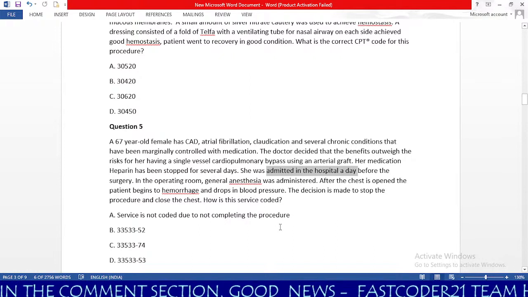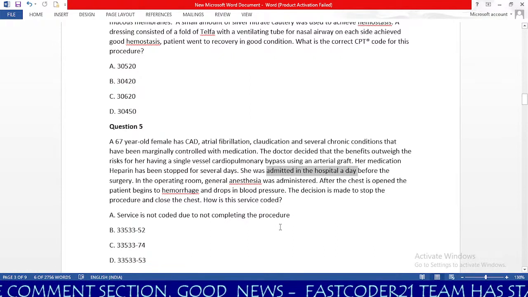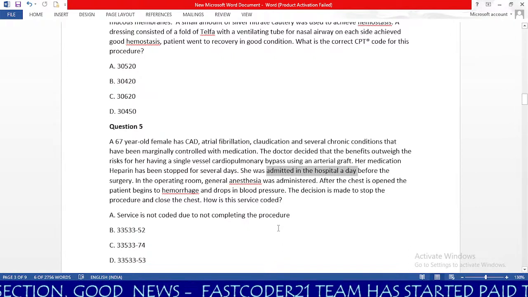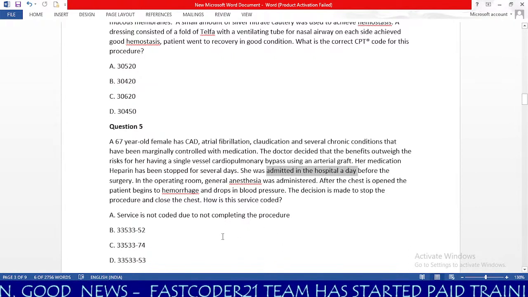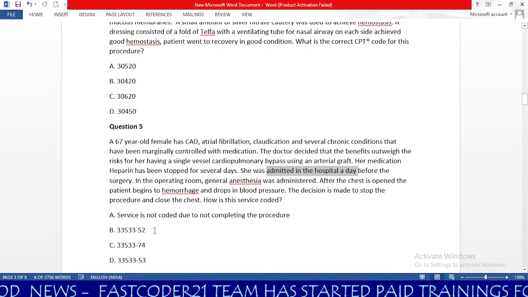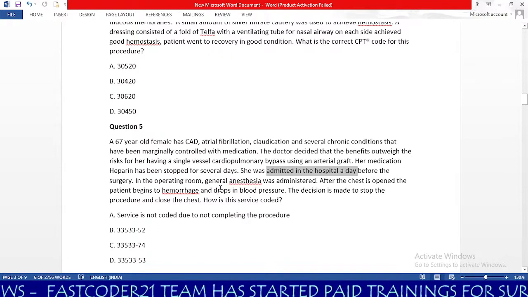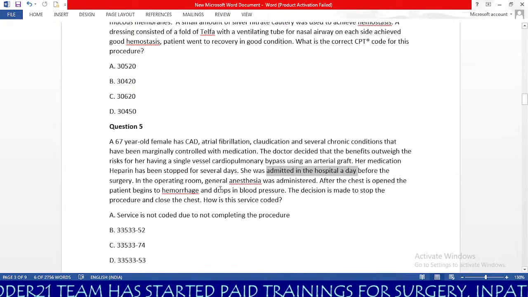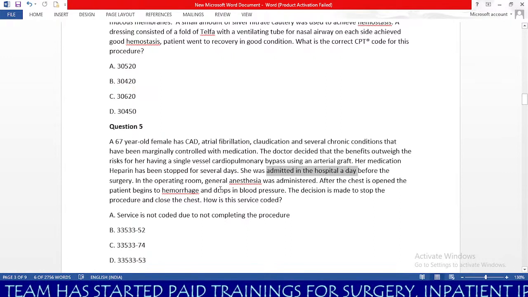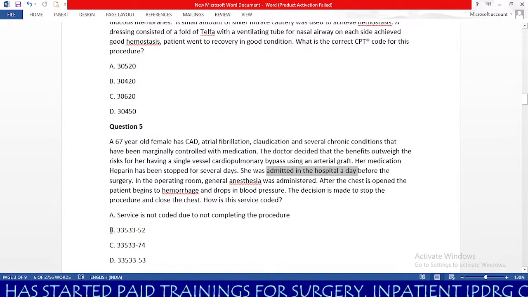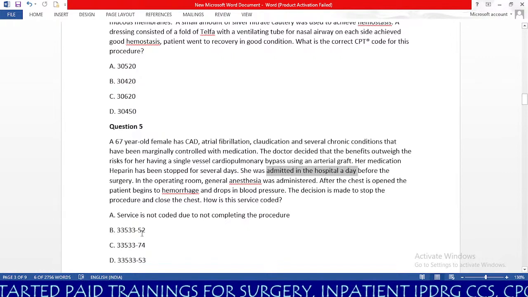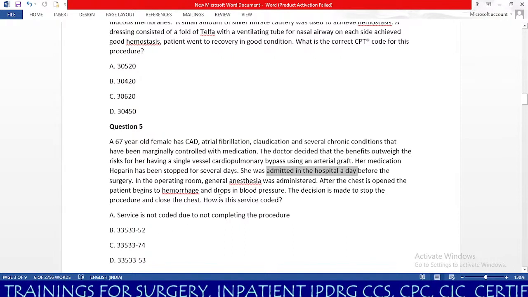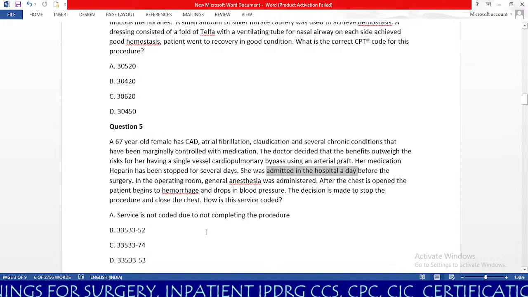Basically here we need good knowledge about the modifiers. By seeing the modifiers only we can find this answer. The 52 modifier is for reduction in the procedure. Here there is no reduction, but due to the patient's condition, the physician has stopped the procedure completely. So we can eliminate B as the answer.